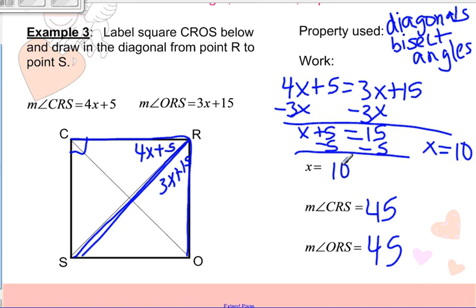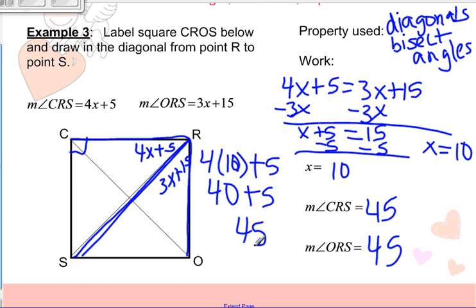Okay, and I'm going to double check that it really does equal 45 so that you believe Miss Brown and I'm not lying, that on squares it will always be 45. So I'm going to do 4 times 10 plus 5. So I'm going to get 40 plus 5, which is indeed 45. Again, you could have solved this by just setting each piece equal to 45 and getting your x.